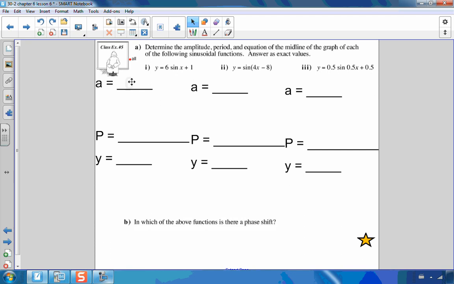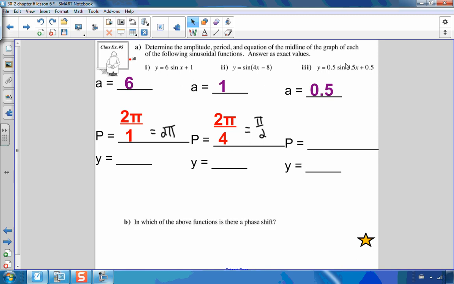So 6 is in front. That's my amplitude. Imaginary 1 in front. 0.5 in front. Okay, the period for each one of these is 2 pi divided by my b value. The number in front of x there is a 1, so it's 2 pi divided by 1, which is just 2 pi. In the next one, the b value is 4, so 2 pi divided by 4. Put that in lowest terms, and I get pi over 2.